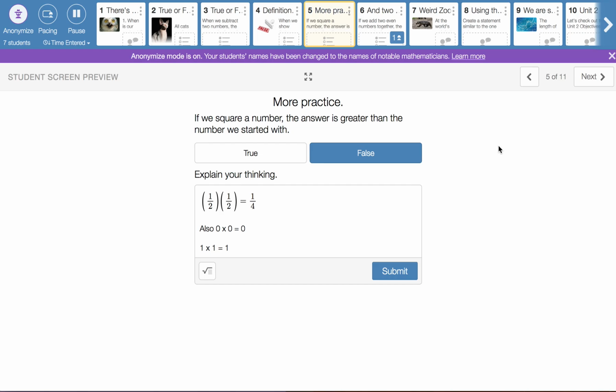If we square a number, the answer is greater than the number we started with. That is false. The counterexample I was thinking of was something like a half times a half gives us a fourth. The 1/4 is smaller than the 1/2 that we squared. By the way, squaring means take a number and multiply it by itself, if you've forgotten. 0 times 0 just gives us 0. That's not greater than what we started with. And 1 times 1 does not give us something that is greater than what we started with. It's still just 1. So a few counterexamples there. It is easier for me to make up a false statement than a true statement, but don't let that get in the way of declaring something as being true. Okay.